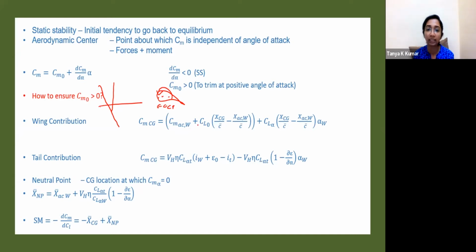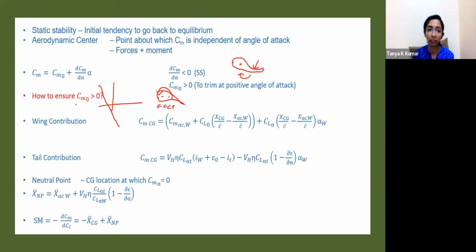So another way to get Cm naught for the entire aircraft positive is to ensure that this term is positive. Now this term is positive for reflex airfoils. Reflex airfoils they have an upward bend towards the end. So even for a zero angle of attack, there is a negative component of lift, which when transferred to the aerodynamic center produces a pitch up moment. So the CMAC at the aerodynamic center of the wing would be positive.